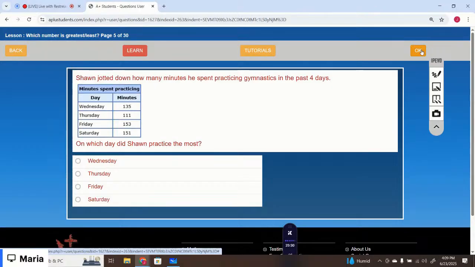Sean jotted down how many minutes he spent practicing gymnastics in the past 4 days. On which day did Sean practice the most? So which is the correct option? 111, 153, and 151. That is correct. Option number three is the correct option.